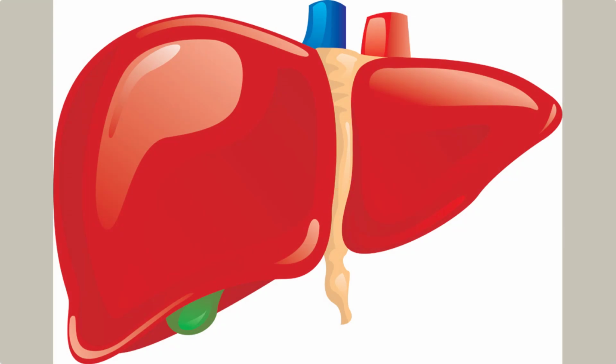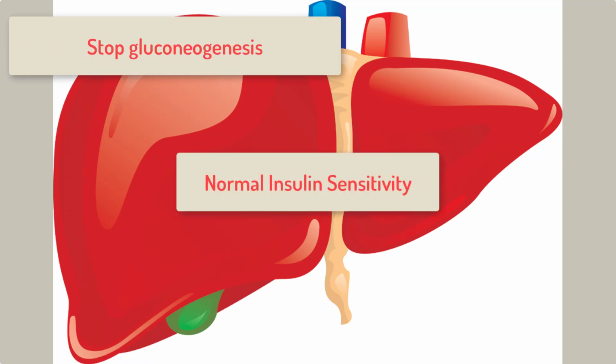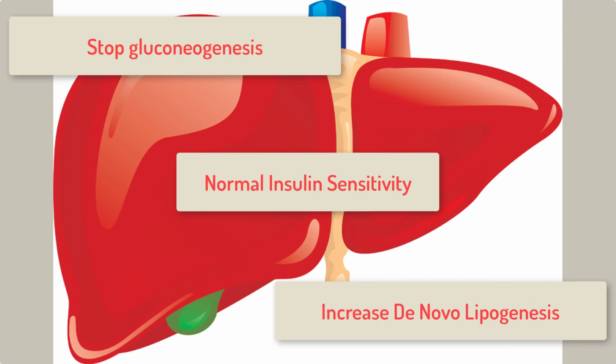Insulin has two main effects on the liver. First, when you eat, insulin tells the liver to stop the process of creating new glucose, which we know as gluconeogenesis. The second major effect of insulin on the liver is to increase the production of fat, a process known as de novo lipogenesis, or DNL.